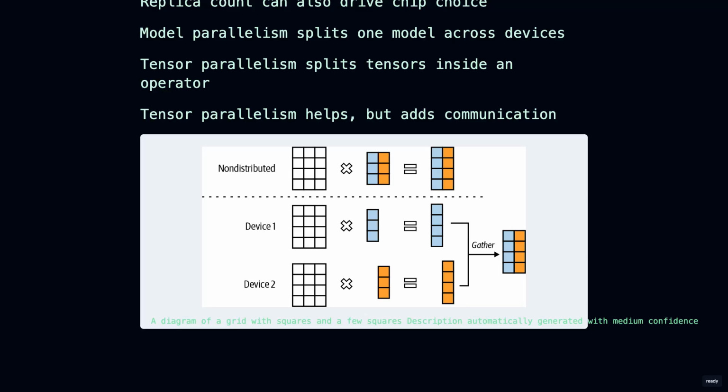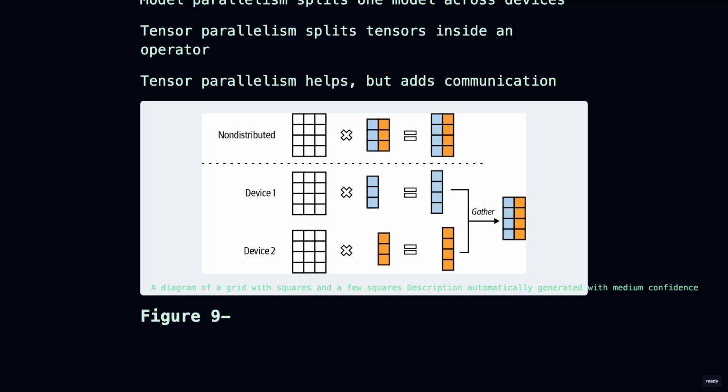The diagram shows how a matrix can be partitioned across devices. The key thing to notice is that each device handles a slice of the work, and those slices combine into the full result. This is the visual for tensor parallelism. It is a good example of splitting one operator into smaller pieces so the computation can happen in parallel.